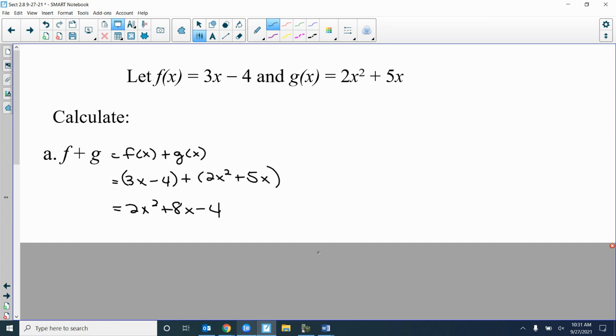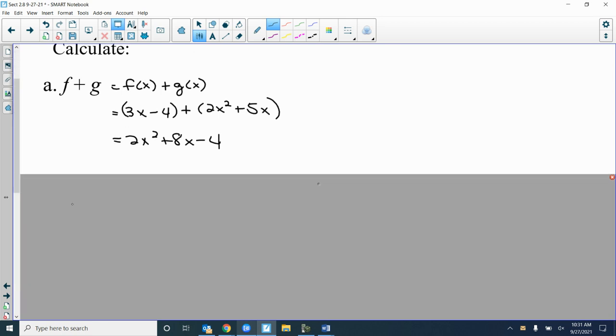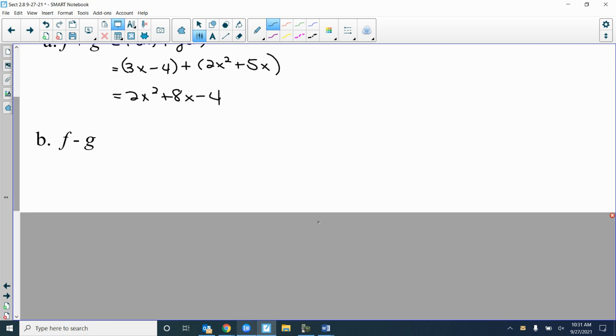Since there's no denominator, there's nothing that can cancel. You don't need to factor. You can just leave it like this. A lot of people say, well, there's a common 2, or they try to factor it. No, just leave it. Add them together, you're good. Part B, f minus g.